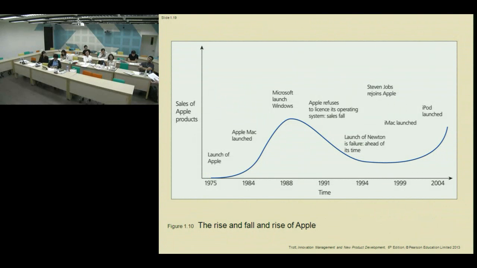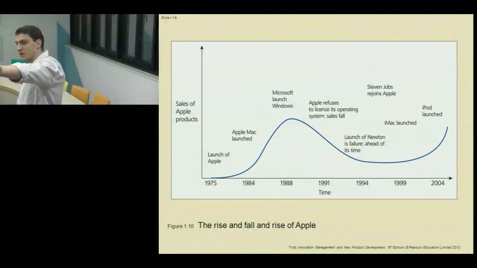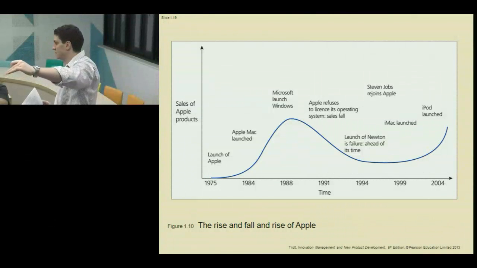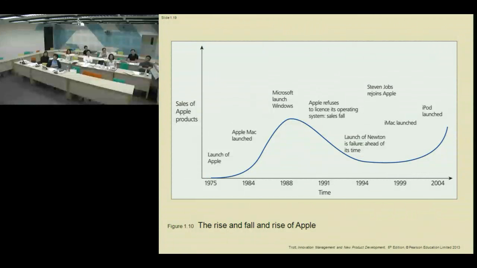What are the potential benefits and limitations of licensing the iPod software to other MP3 manufacturers? Because you can see in this graph, back in 1988, Microsoft launched Windows, and a few years later, Apple refused to license its operating system. So the sales fell, because actually they didn't collaborate with the partners. They refused.